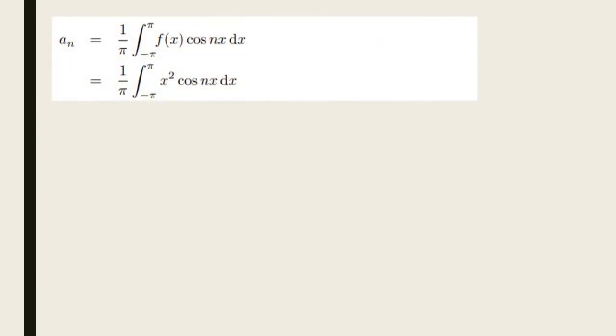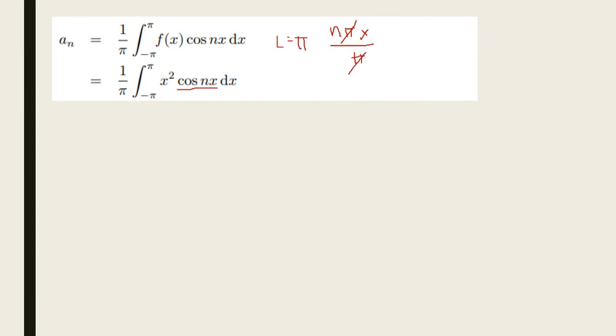So now we need to solve for a sub n. a sub n is equal to 1 over pi times the integral of x squared cosine nx dx from negative pi to pi. So what happened to the formula n pi x over L? Our L is equal to 2 pi. Oh, I'm so sorry, it's just pi. So n pi x over pi, so pi is just cancelled. Just so we're clear.